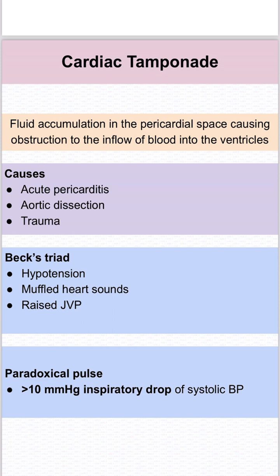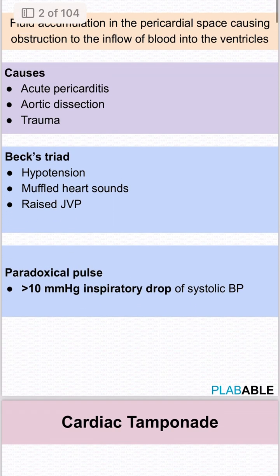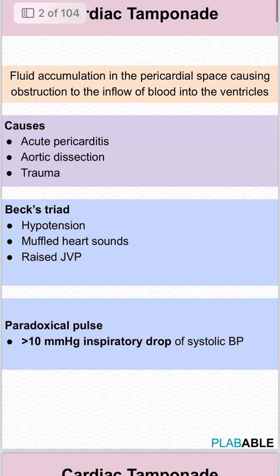Okay, and what are its causes? Causes are acute pericarditis, aortic dissection, and trauma. Clinically you'll see Beck's triad, in which there will be hypotension, distended neck veins, raised JVP and muffled heart sounds. And there will be a paradoxical pulse, which is more than a 10 millimeter of mercury inspiratory drop of systolic blood pressure.